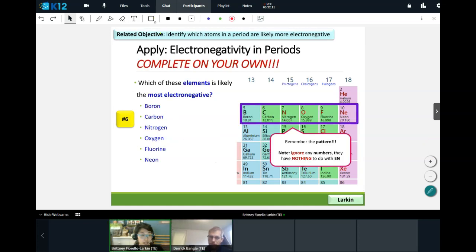All right, question number 6. Which of these elements is likely the most electronegative? Remember that pattern, all right? Think about that. Again, think about that tricky one as well. Please raise your hands for number 6. If you need help, we're in the Q&A area. Go, go, go. Raise your hands. You have 30 seconds for number 6.